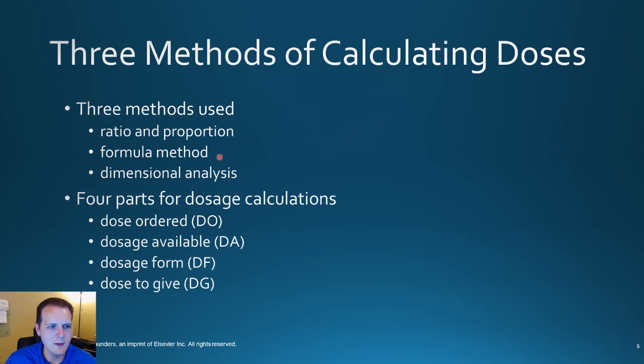We use a formula method and dimensional analysis. These are all going to be three different ways to get the same exact answers, as we're going to see. You need 4 parts to answer these questions: the dose ordered, the dosage available, the dosage form, and the dose to give. Most of the time, we're going to be looking for this as our final answer, the DG.